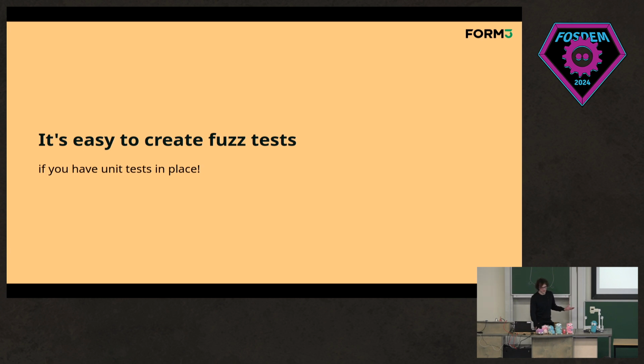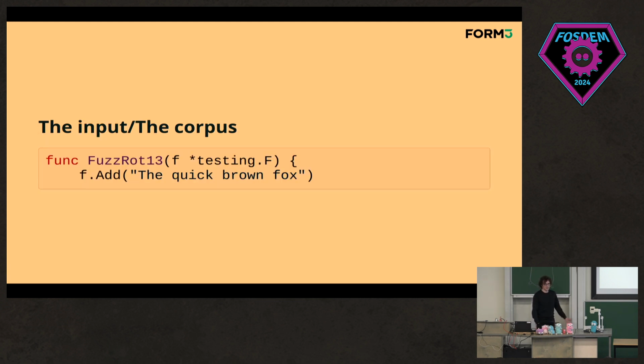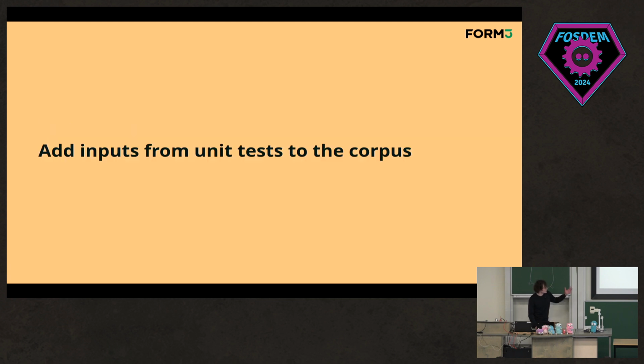As we've seen, it's easy to create fuzz tests if you have unit tests in place. So there is no reason not to do it, really. One thing that we haven't talked about is that it's not all magic. You still have to instruct the fuzzing engine to come up with inputs that make sense for your test. You can reuse the inputs you use for unit tests and add them to what's called the corpus, and that tells the fuzzing engine to come up with something that's similar, but quite random as well. Yeah, add the inputs from your unit test. That helps a lot.